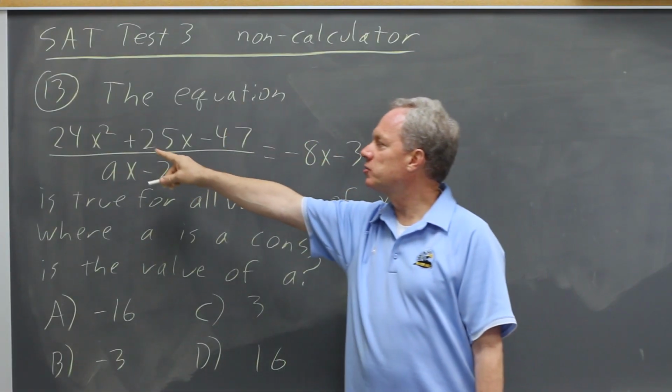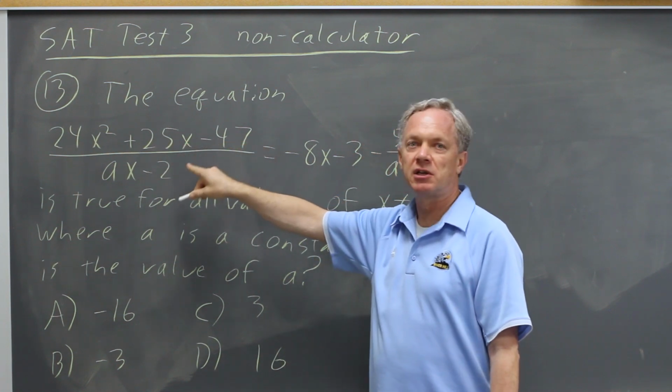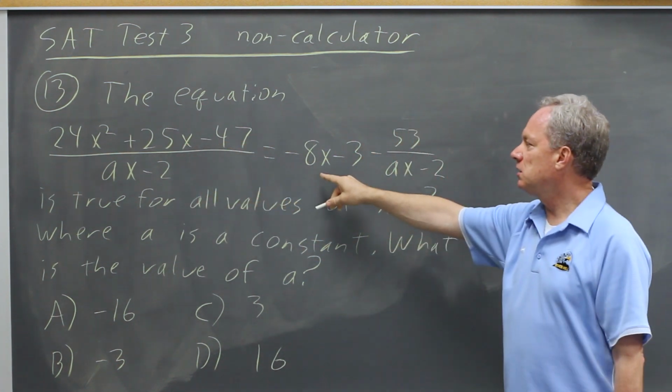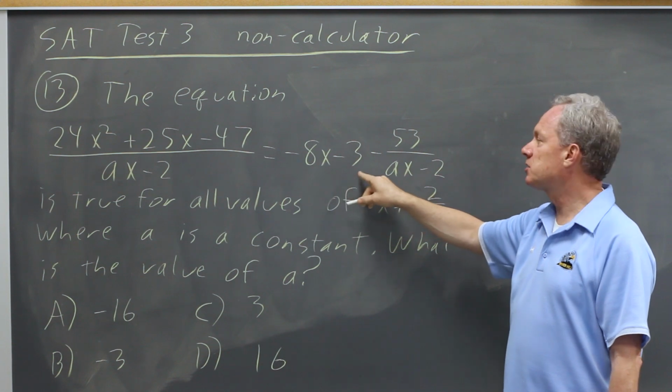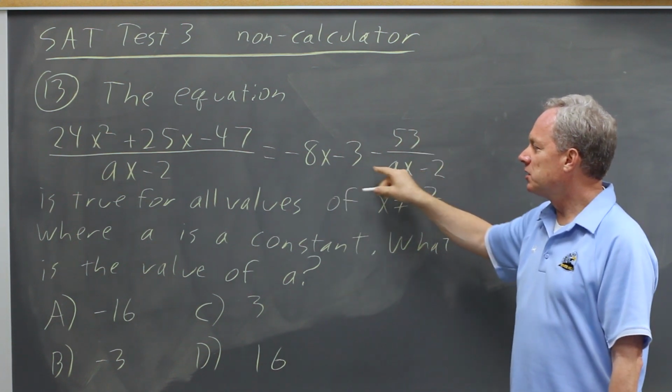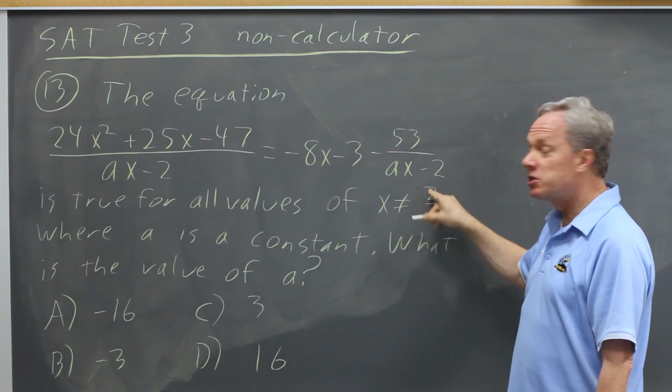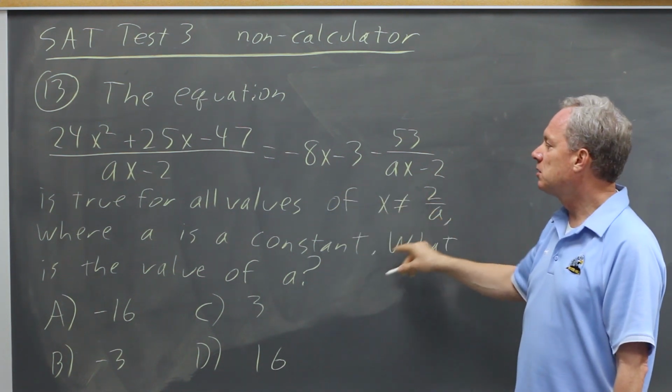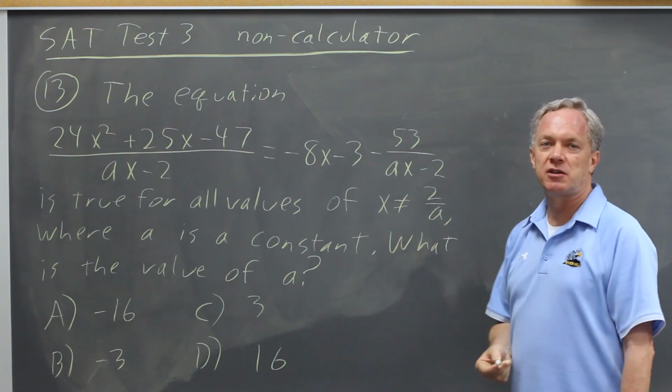Question 13, again, one of the hardest multiple choice. The expression 24x squared plus 25x minus 47 over ax minus 2 equals -8x minus 3 minus 53 over ax minus 2. That's a mouthful. This is true for all values of x not equal to 2 over a, because they don't want to divide by 0, where a is a constant. What is the value of a?